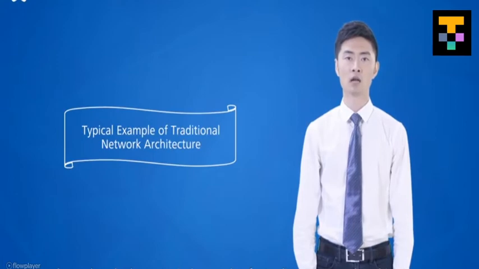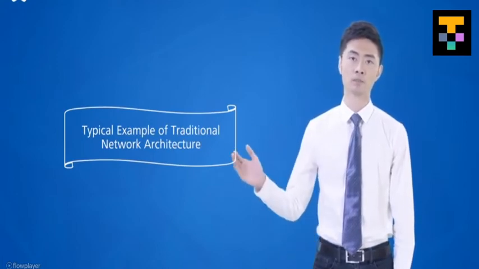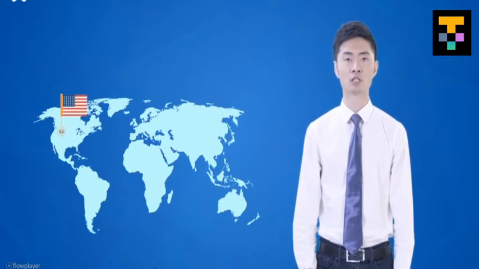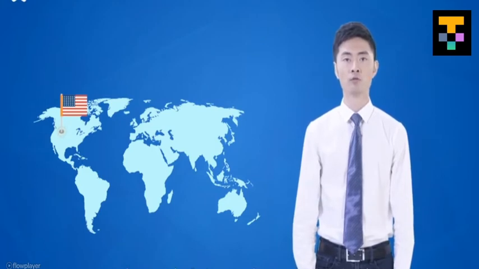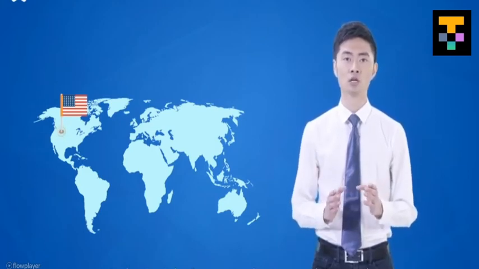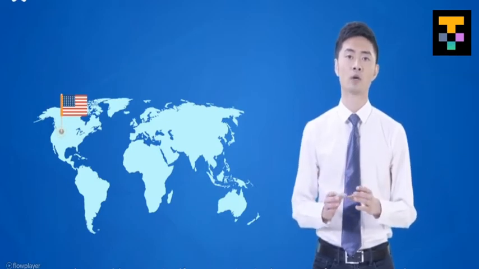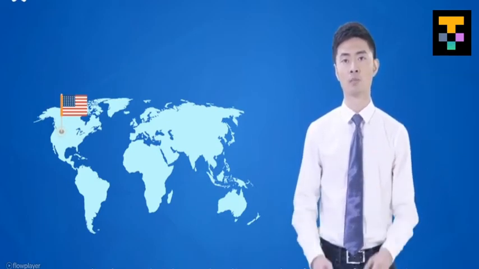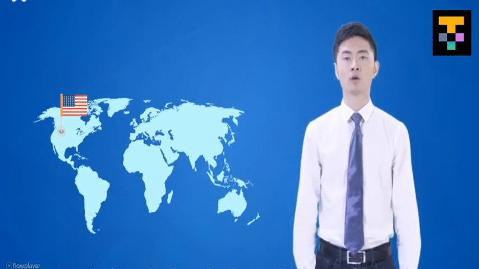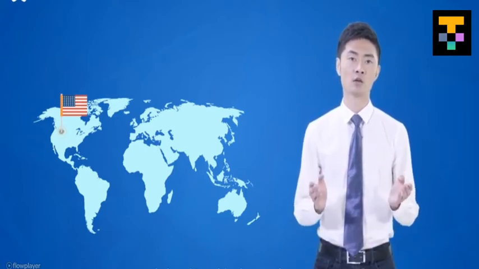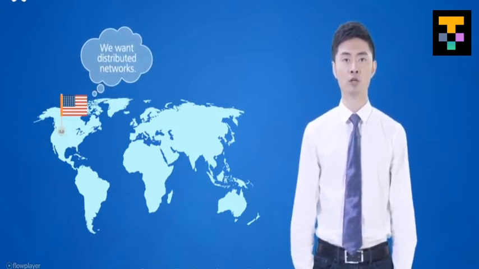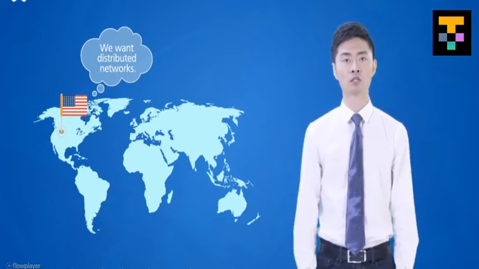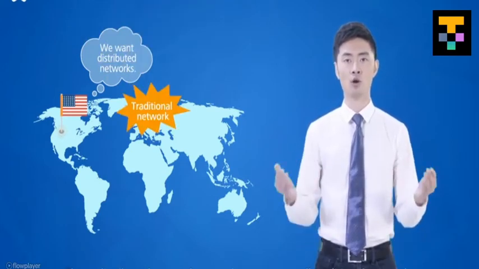Before explaining the innovative SDN architecture, let's take a look at a typical example of a traditional network architecture. The Internet was created at DARPA, an agency of the U.S. Department of Defense in the 1960s. At the time, the American military wanted a network that could restore itself to operation in the event of a nuclear attack. Centralized control and central nodes were therefore out of the question, as a single bomb could take out the entire network. This requirement on high network availability resulted in networks being deployed in a distributed manner. These distributed networks are what we now call traditional networks.